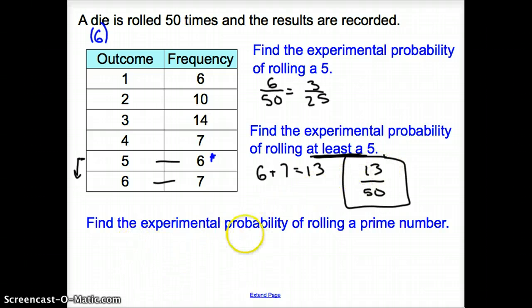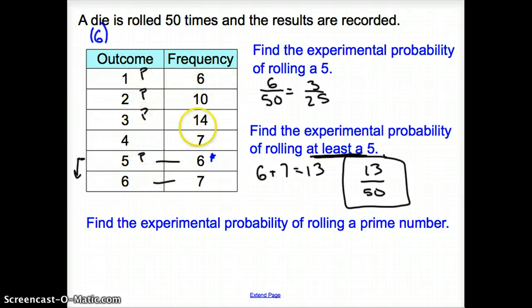And then we are asked to find the experimental probability of rolling a prime number. Well, what is a prime number? A prime number is a number that can only be multiplied by 1 and itself. It has no other factors. So a prime number would be 1, that's prime. 2 is also prime. You don't think of it as being prime, but it is prime because 2 times 1 are the only factors of 2. 3 is also prime. 4 has 2 and 2, so that's not prime. 5 is prime, and 6 is not prime.